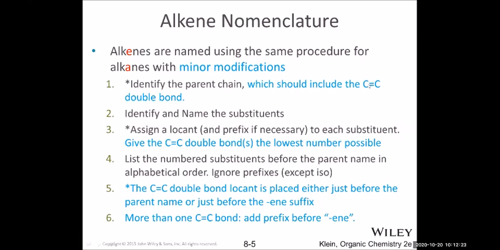Give the double bond as low a number as possible. The other difference is the E and Z configuration. Because the double bond cannot rotate, the substituents on the double bond can form different stereoisomers. That's what the EZ designation is.